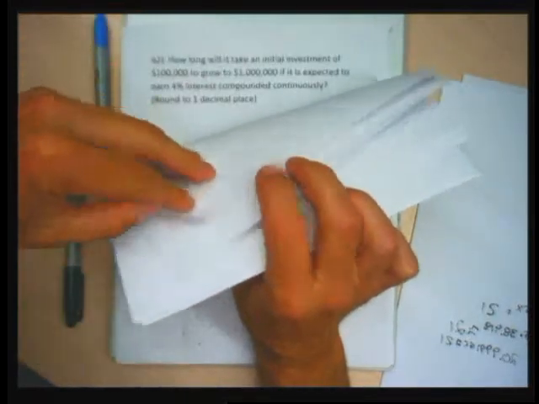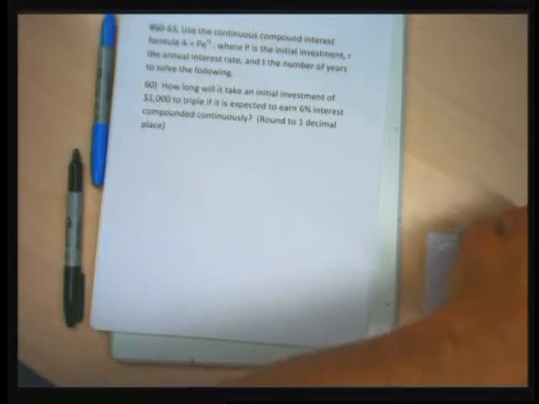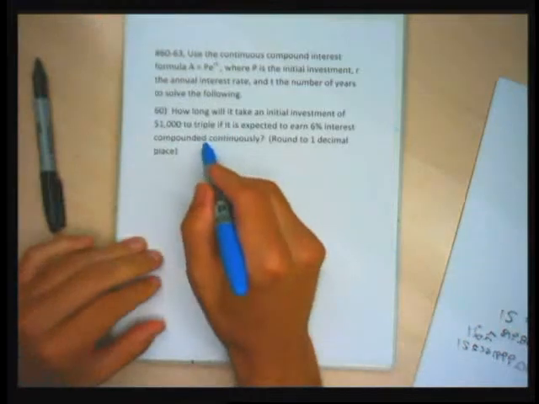So the only word problems in the section we're going to do are the word problems from 60 to 63. And the other group of word problems we're going to skip. So these will be the last word problems for the semester that we need to do. They're money word problems, and somewhere in the money word problem I see the word compounded continuously.